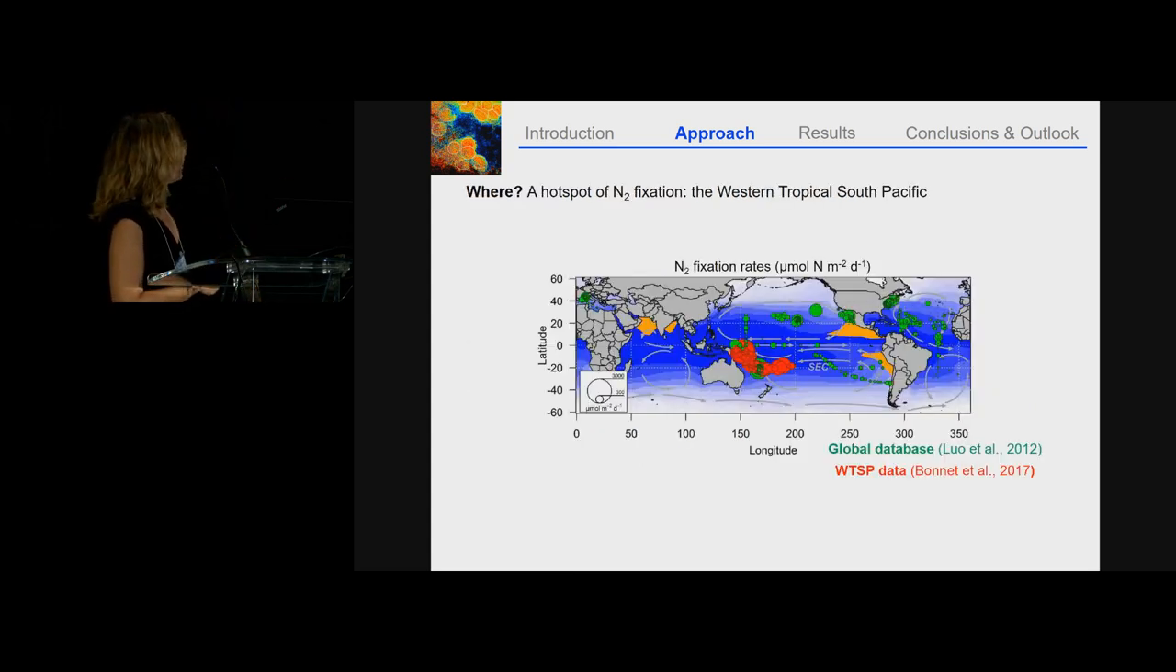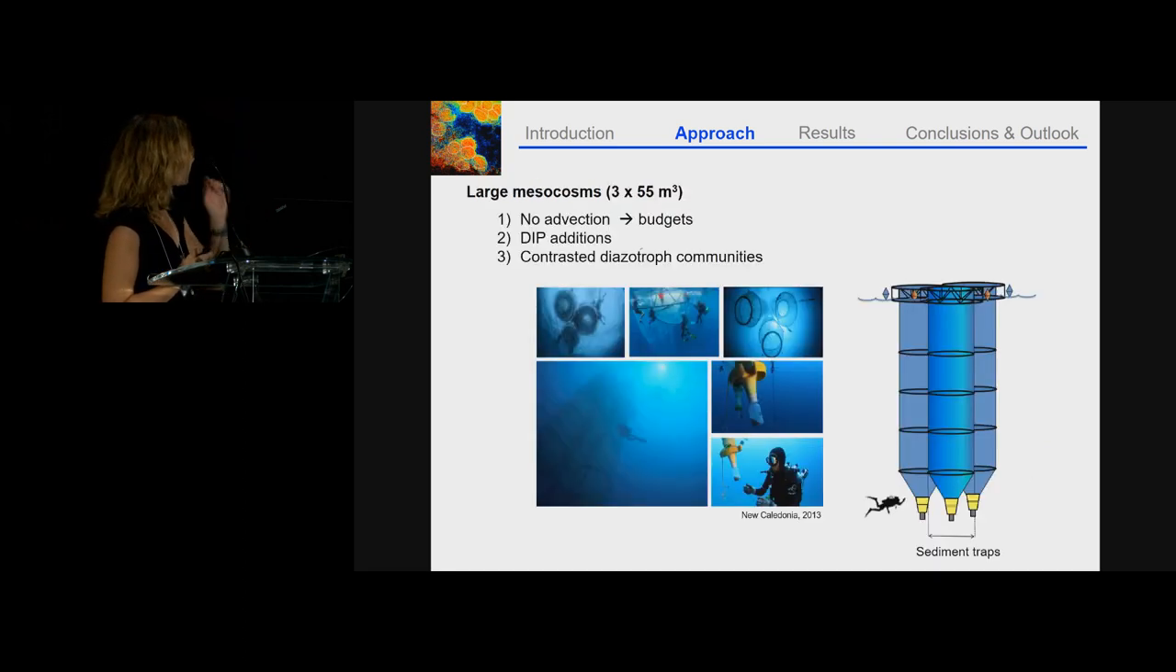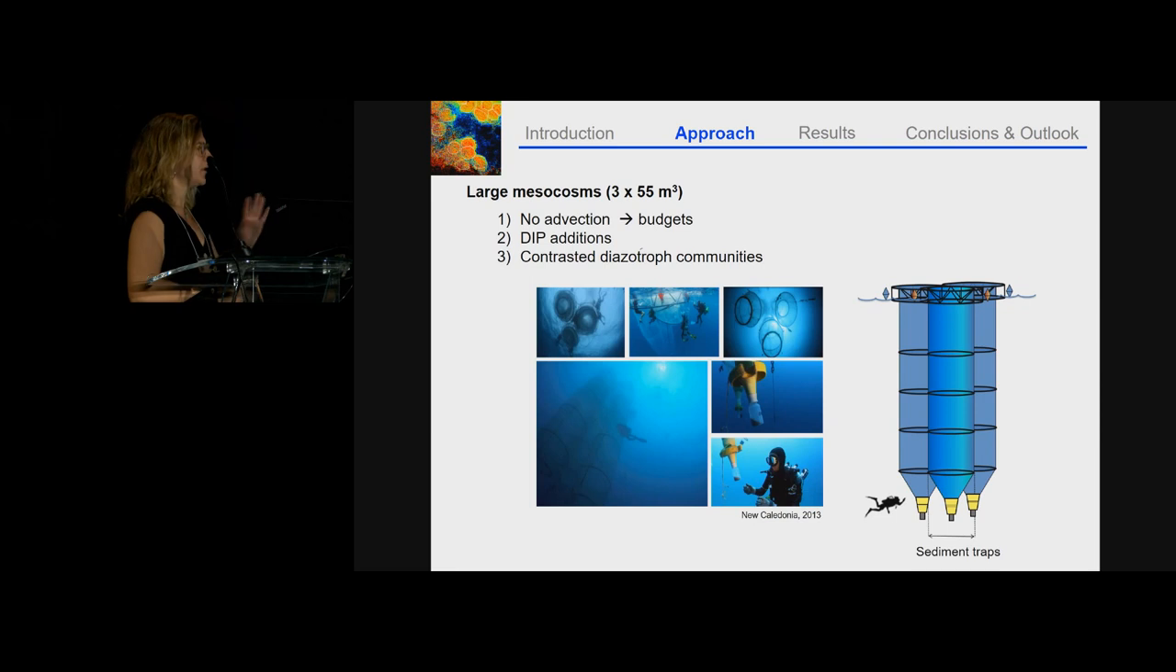Our experiments are mainly performed in the Western Tropical South Pacific Ocean, which is an area of high nitrogen fixation activity, as you see in this map here. And I'm going to talk to you about two different experiments performed in the past 3 to 5 years. The first one is a mesocosm experiment. So we had a triplicate set of mesocosms of 55 cubic meters, and we deployed them in the New Caledonian Lagoon. New Caledonia is somewhere between Australia and New Zealand. In case you don't know, I didn't either the first time I went there.